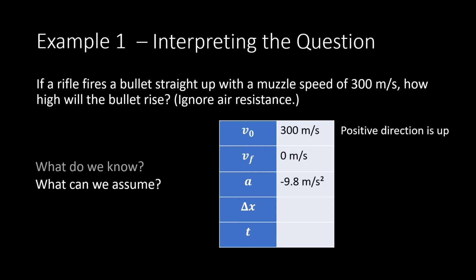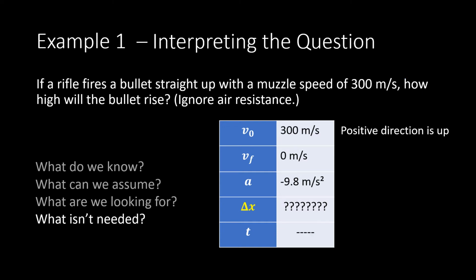Recall that each kinematic equation only needed 4 of the variables, which means we have enough information to determine the remaining 2 unknowns. But for which one are we solving? Some problems might ask for both, but in this case, we only need to know one: how high the bullet traveled, or its displacement. I like to put question marks in the table to remind myself what I am calculating. This will be a very useful reminder for more complicated questions. I also like to cross out any variables I could ignore.